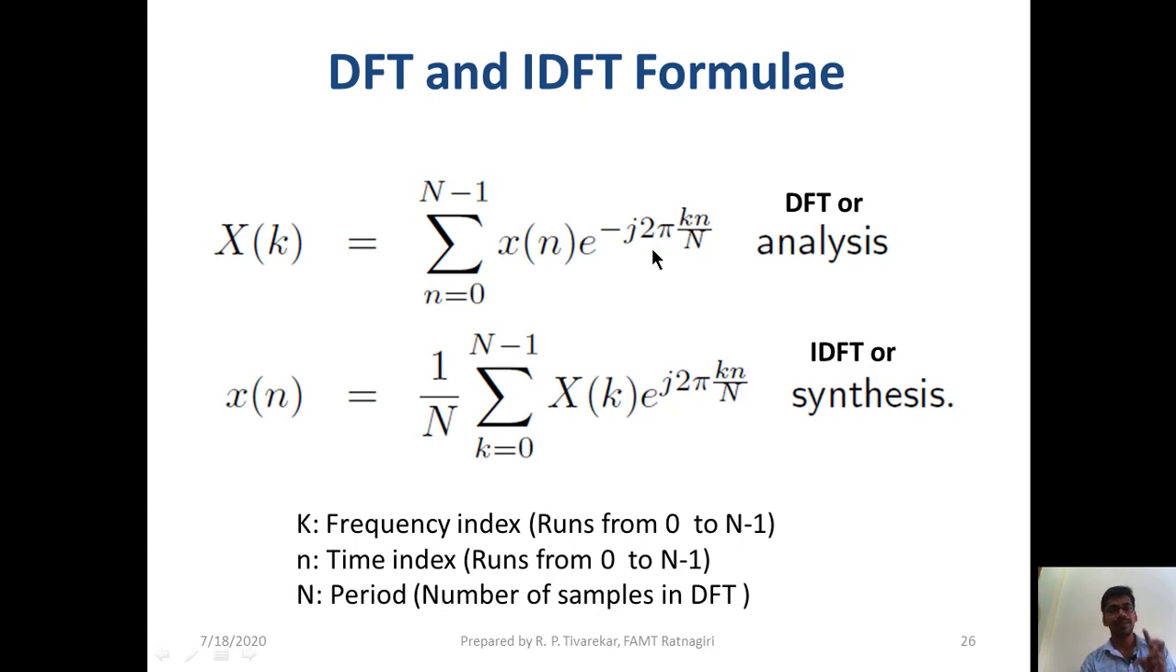These same two differences are reflected in the IDFT formula. In IDFT formula, you can see that this is 0 to N minus 1, this is e raised to plus j, instead of omega I have 2 pi by N k into n, and instead of 1 upon 2 pi, now we have 1 upon capital N, because we are considering capital N number of samples as the period. After N number of samples, it repeats itself. So k is a frequency index, n is a time index, these both run from 0 to N minus 1, and capital N is a period.